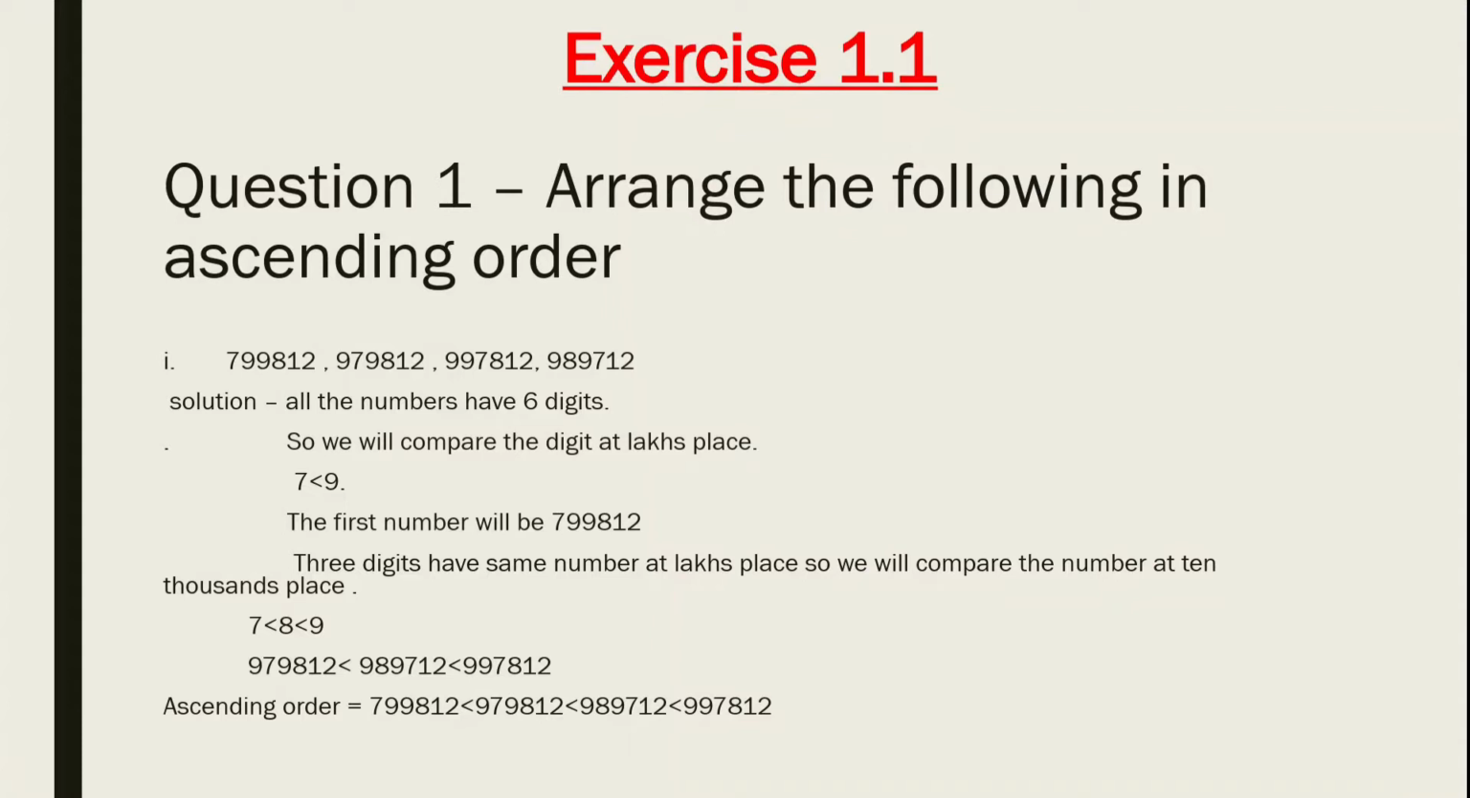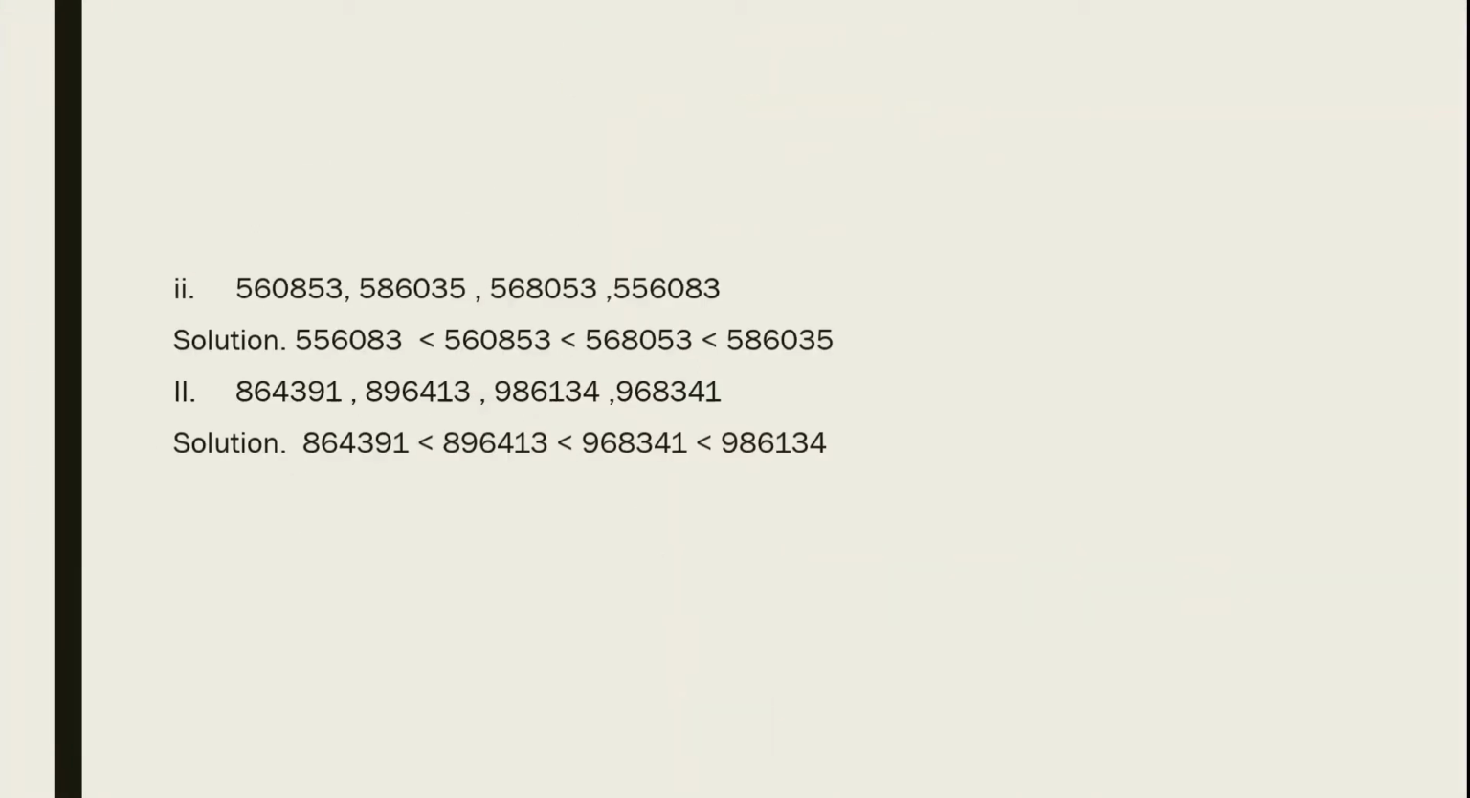Three numbers have the same digit at the lakh place, so we will compare the digit at the 10,000 place. The digits are 7, 8, 9. So our ascending order series is 979,812 is less than 989,712 is less than 997,812. So this is the required ascending order.